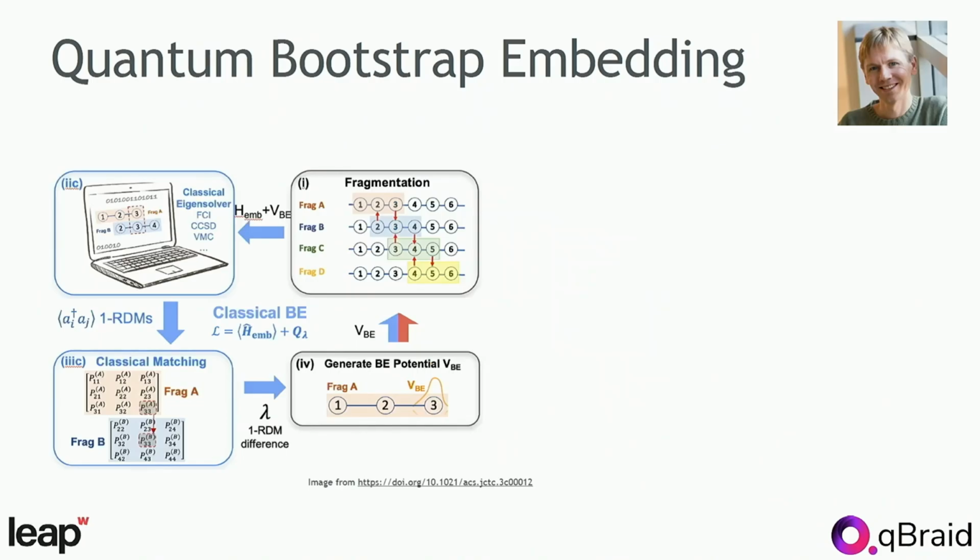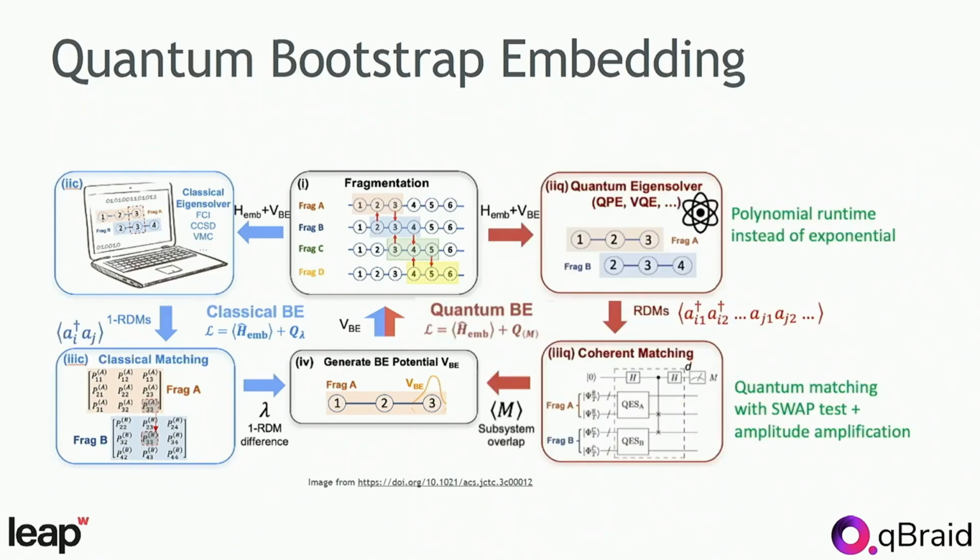Next, I want to talk about another component of the pipeline, quantum bootstrap embedding, which was developed by Professor Troy Van Voorhis at MIT. This method is analogous to classical bootstrap embedding, where originally you would have a system, you'd fragment it with overlapping fragments, you'd have some classical eigensolver, match one RDMs, and then generate the potential and go back. Repeat this self-consistently. With quantum bootstrap embedding, we are doing that, but slightly different.